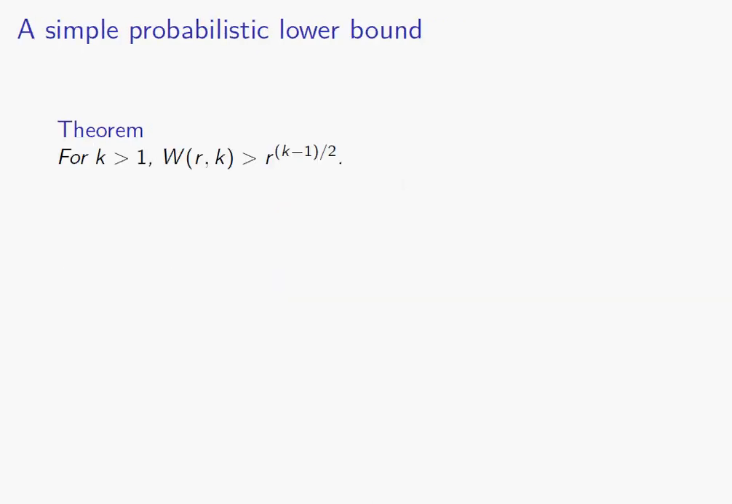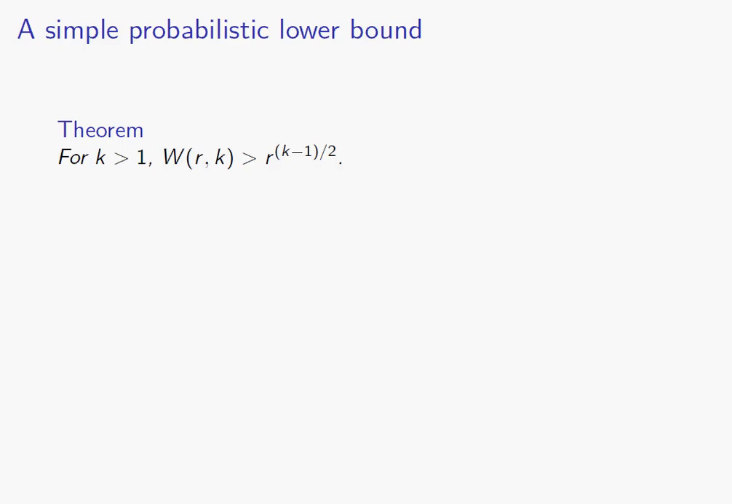Alright, let's wrap up our treatment of the van der Waerden numbers with a naive lower bound. This is not a very good bound, but it's illustrative of the probabilistic technique, which, remember, we also used to prove a lower bound on the 2-color Ramsey numbers.